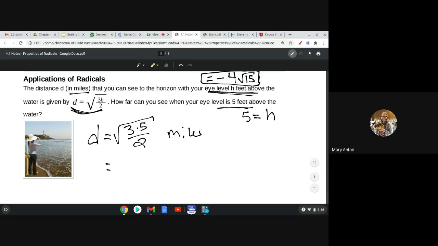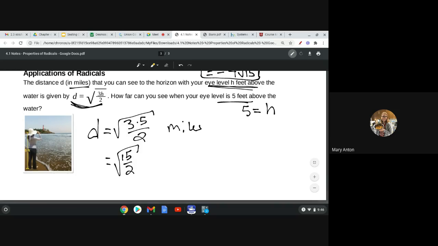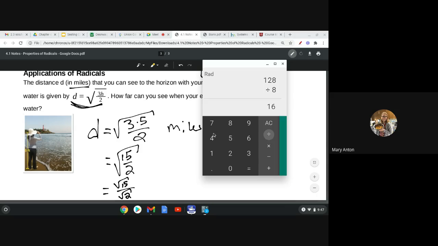All right. So what's 3 times 5? It's 15 over 2, right, y'all? All right. And if this helps you, square root of 15 over square root of 2. All right. How many miles is that? Square root of 7.5. Yeah.